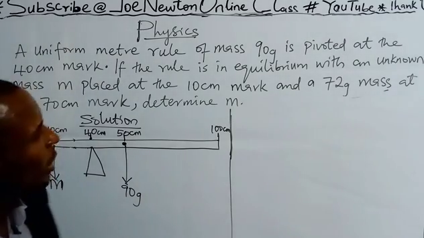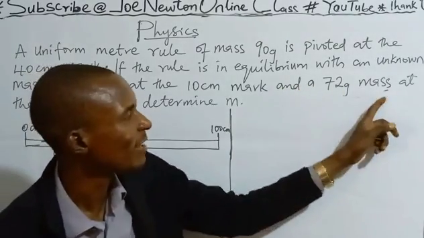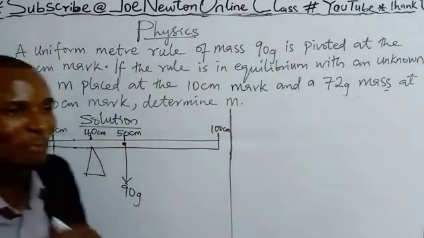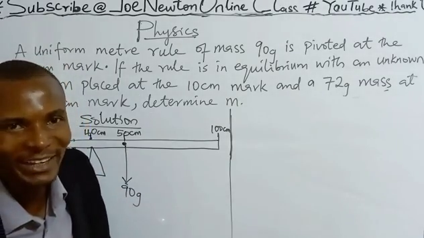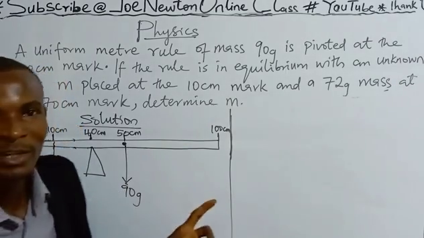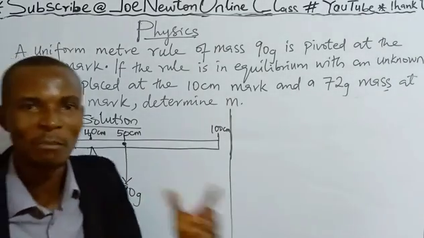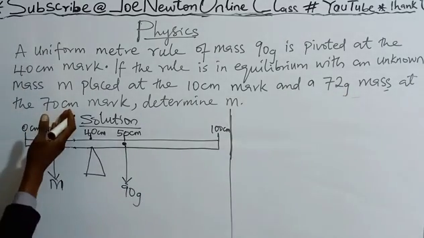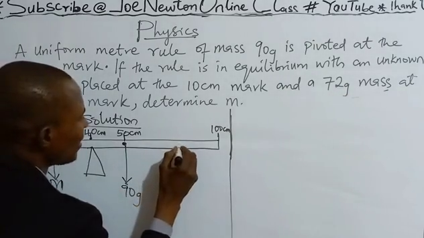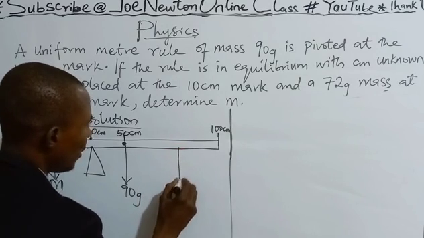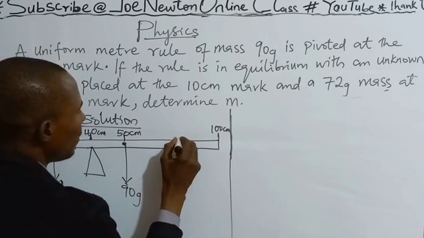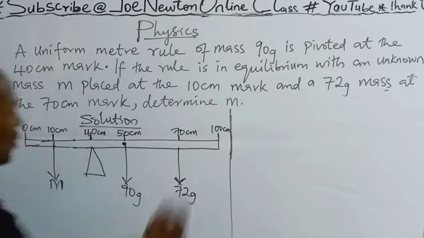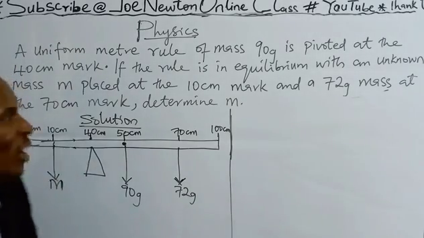Then the question further tells us that a 72-gram mass was suspended at the 70 cm mark. So be mindful not to misplace mass in the position of the mark. That is the scale, the calibrations of the meter rule. The one in cm is the calibration. The one in gram is the mass. If in Newton, it is the weight. So we have 72 grams placed at 70 centimeter. So let's here be our 70 cm, 72 grams. This is a pictorial representation of the information given.